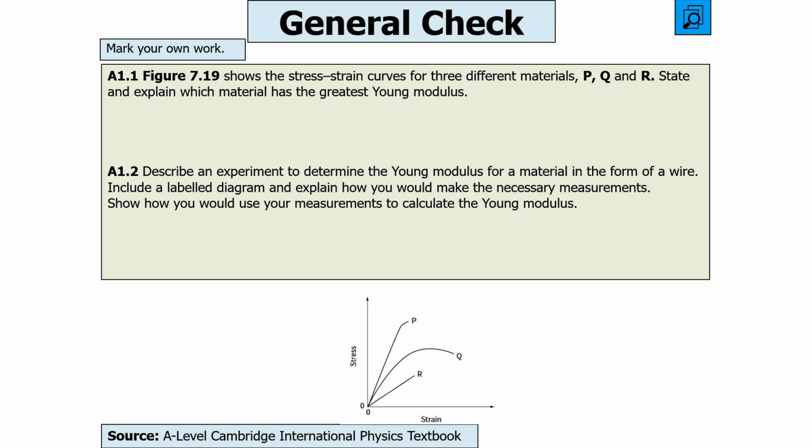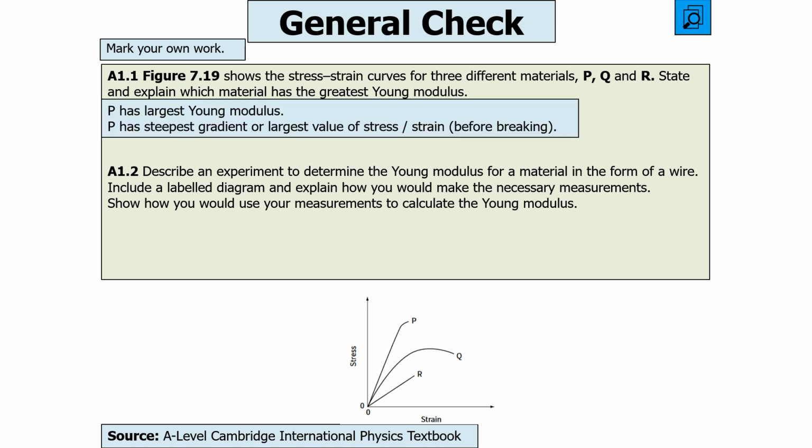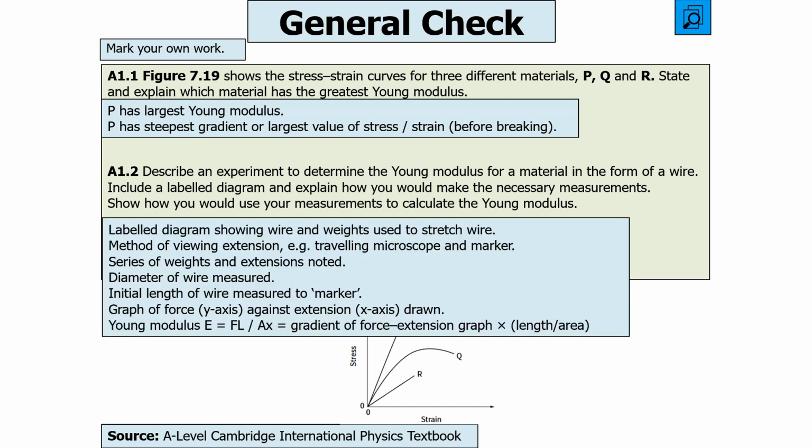Right, from the graph, P has the largest Young modulus as it has the steepest gradient. Now in this next one, you would have a labelled diagram showing a wire being stretched by weights. You would then think of a method to view extension, for example use a marker in a travelling microscope.